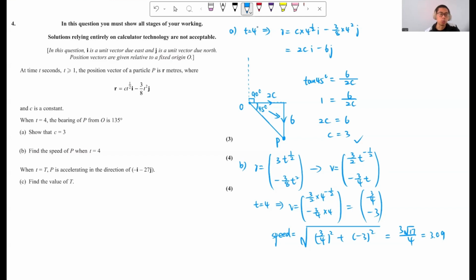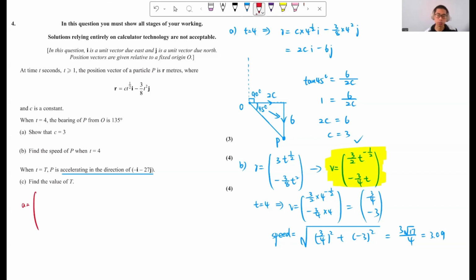And then part C. When t equal to capital T seconds, P is accelerating in the direction of -i minus 27j. Be careful of the phrase they use. They didn't say moving in the direction, they say accelerating in the direction. So we only need to use the acceleration vector, not the velocity. We already know the velocity vector from here, and to work out the acceleration vector, we just have to differentiate again.